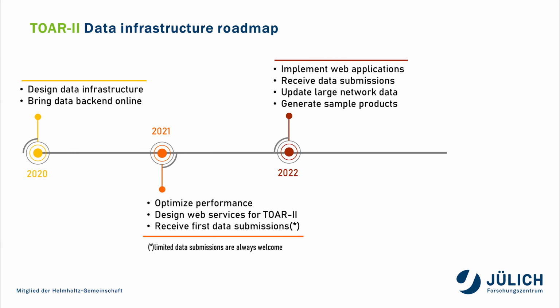And then 2022, if things go well, we should be really implementing improved web applications. So this could then also include new features, like for example, running the DOSE web service that Clara is building online. Of course, if it's ready earlier, we can also implement it earlier, but that would be sort of the target line for this. We would really then in 2022 probably receive a lot of data submissions and also need to update the data from the large networks.